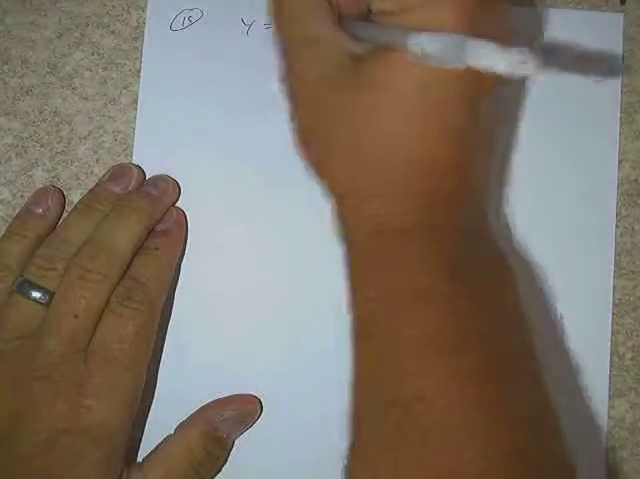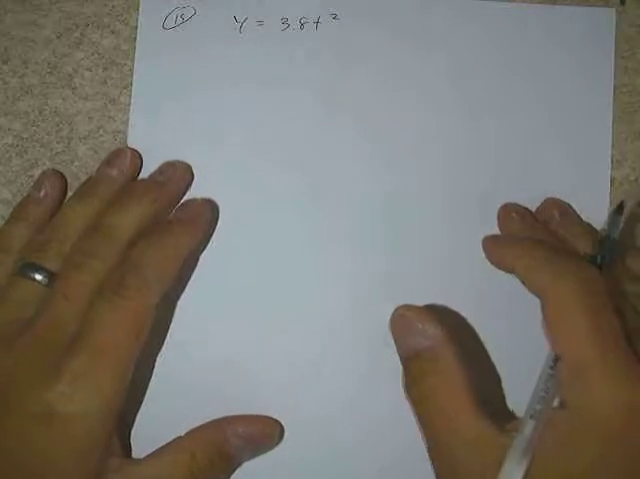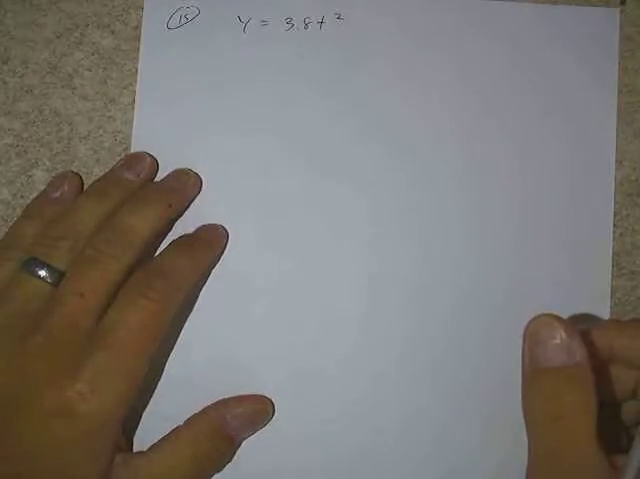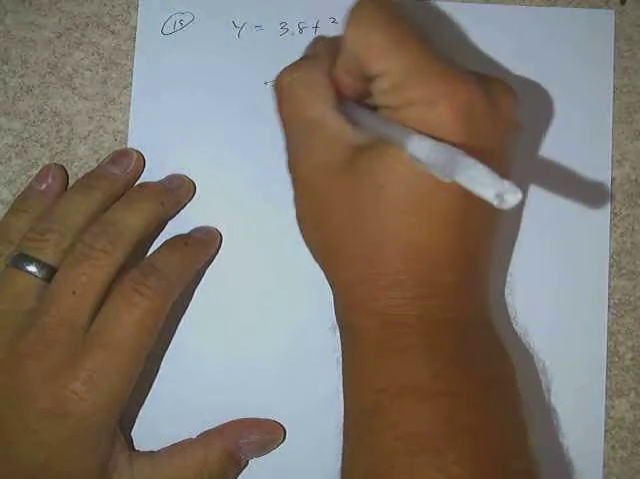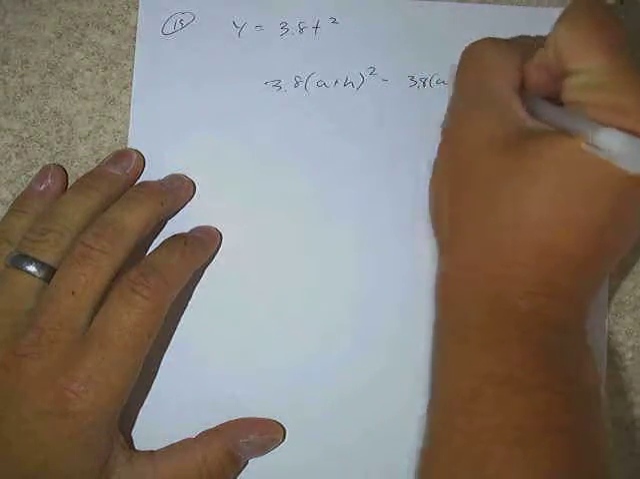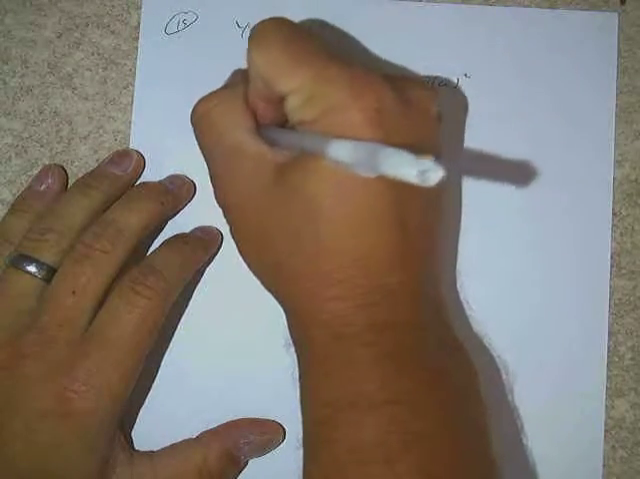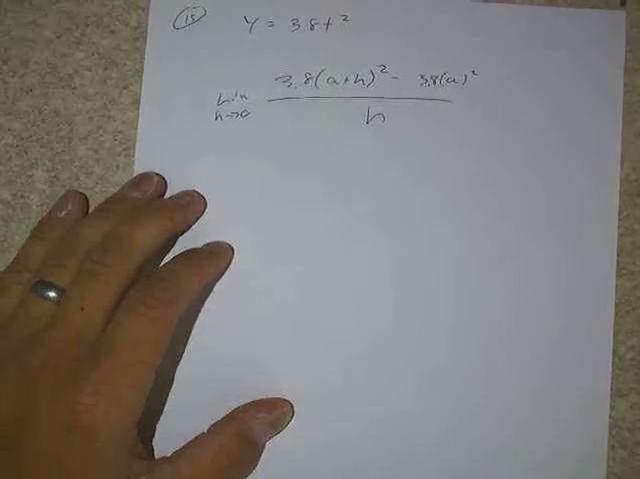For 15, we have essentially the same problem. We have 3.8t squared though instead of 5t squared. We're assuming that the rock is dropped from a 400-meter cliff, and it says find the speed of the rock at time 6. I said the speed at a particular time is just the slope of this curve at that time. So in a sense, we just need to do exactly the same work. If we do 3.8 times (a plus h) all squared minus 3.8a squared, all over h, and take the limit as h approaches 0, we're going to get another slope formula.